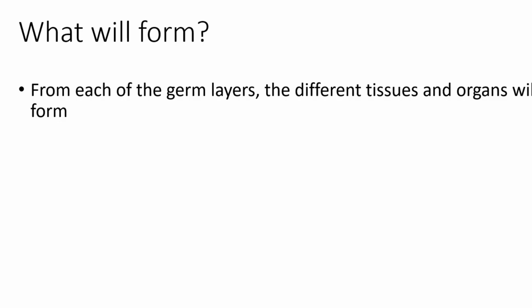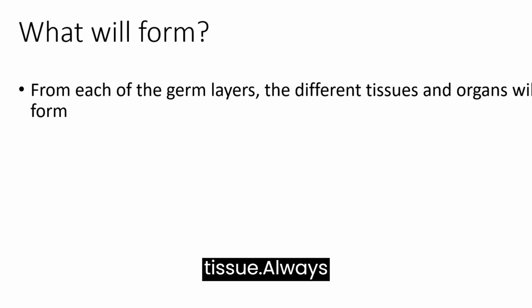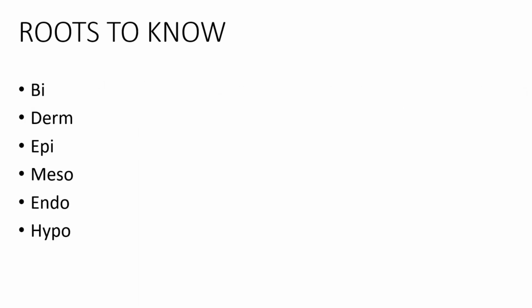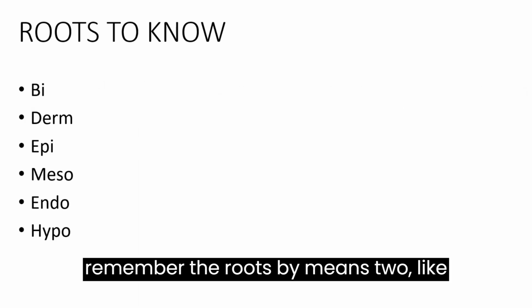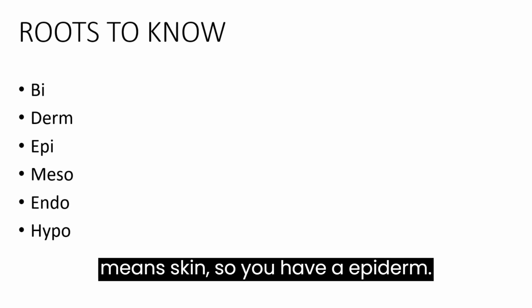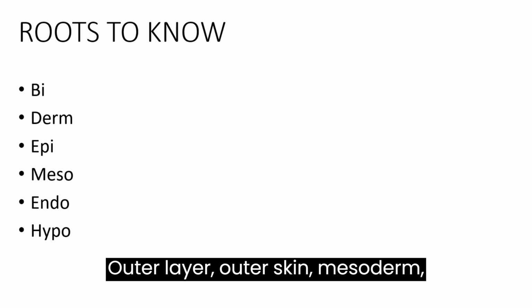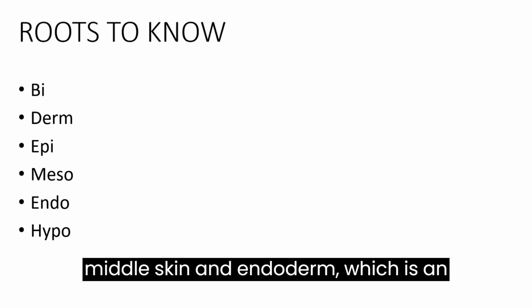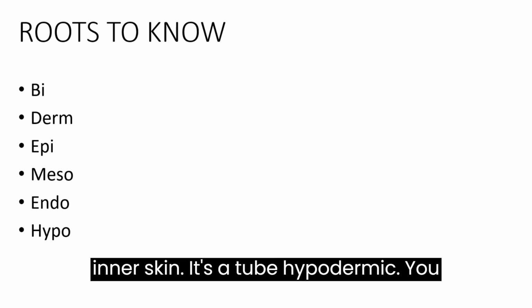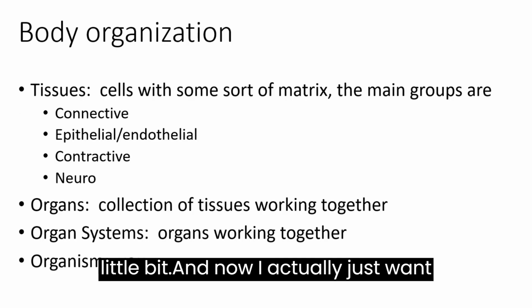So there's a lot of different things these cells will form. Each germ layer, each cell layer, will form a different tissue. Always remember the roots. Bi means 2, like a bilaminar disc, 2-layer disc. Derm means skin. So you have the epiderm, outer layer, outer skin, mesoderm, middle skin, and endoderm, which is the inner skin. It's a tube. Hypodermis you also have, which we'll talk about a little bit.